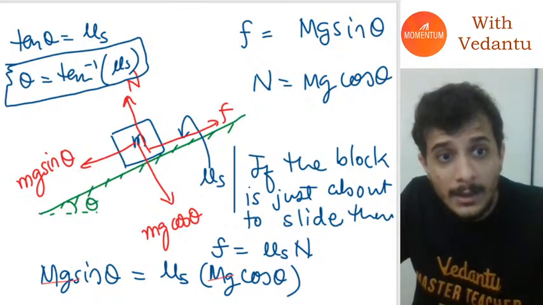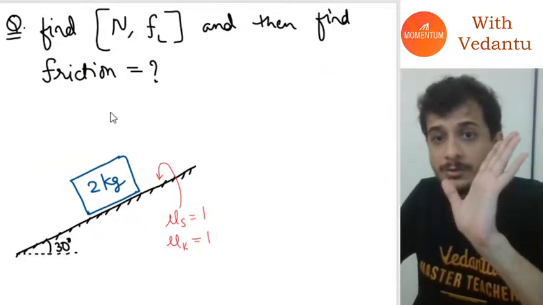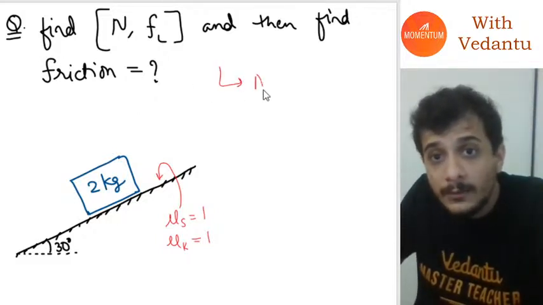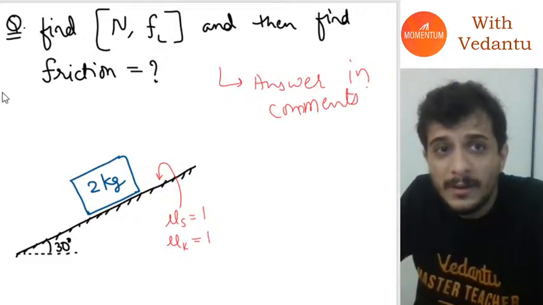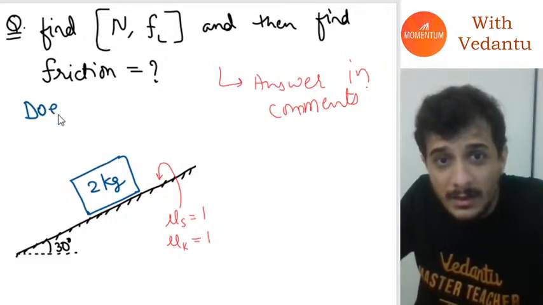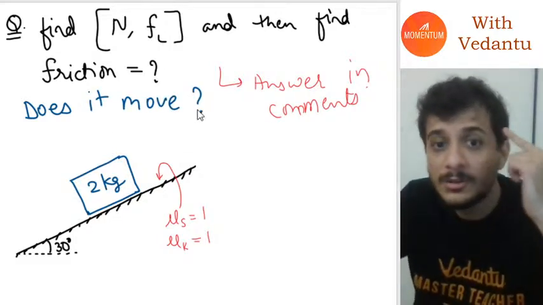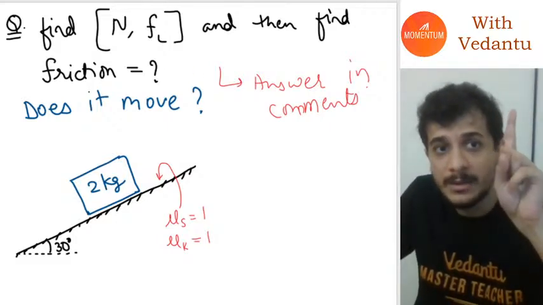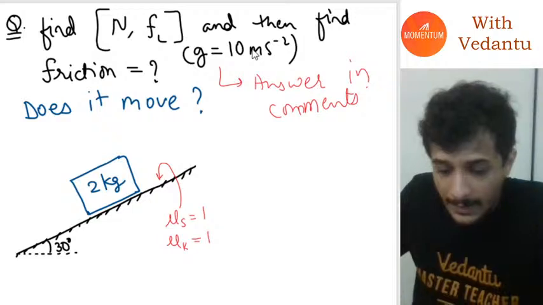Now, guys, at this point, I'm going to give you one homework question. This is the homework question for you guys to solve. Please write the answer in the comment section. Tell me the force of friction and also tell me, does it move? Always remember, guys, to know whether it moves or not, you first start by calculating normal reaction and then limiting static friction. And assume g is equal to 10 meters per second squared. Okay, guys, this is the question.